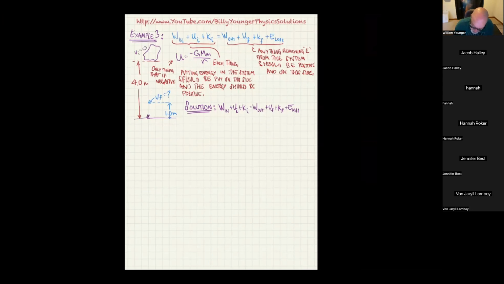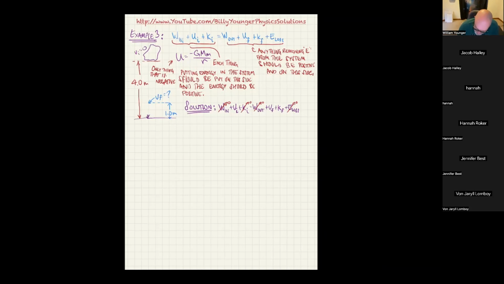So with all of that in mind, I can say, well, work in is going to be 0 because there's nobody putting work into the system. Work out is going to be 0 because the rock isn't actually doing any work on compressing springs or pushing little kids on sleds. There's going to be no energy loss due to friction or air resistance, that kind of thing. Also, since the velocity is initially 0, the initial kinetic energy will be 0 as well. So you can see with this version of the conservation of energy equation, normally a lot of terms are going to disappear from the get-go.